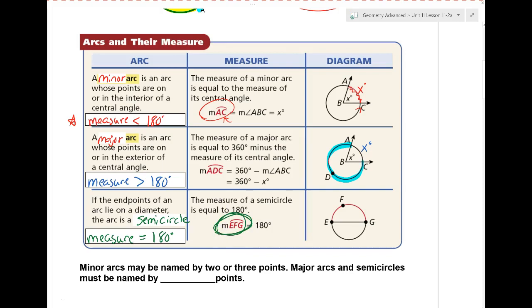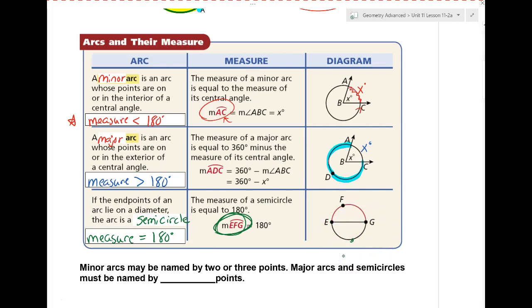How many points do you need in order to name a semicircle? How many do you see there in that arc? 3. I have an endpoint, which is going to be the endpoints of my diameter, right? So I have the 2 endpoints, and then I have to have a point either above or below. So like here, if I use F, that's going to be the semicircle on top. If I had a point down here, let's just say like H, I'd go, ooh, EHG. I'd have to be very specific. So you need 3 points. Are you guys with me on that?